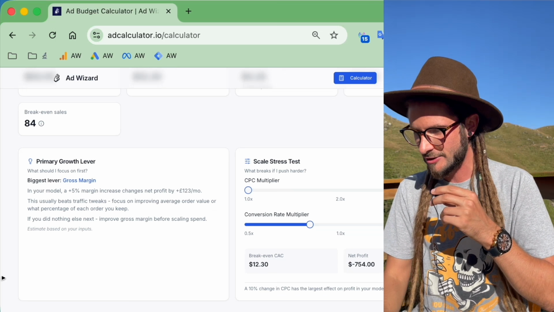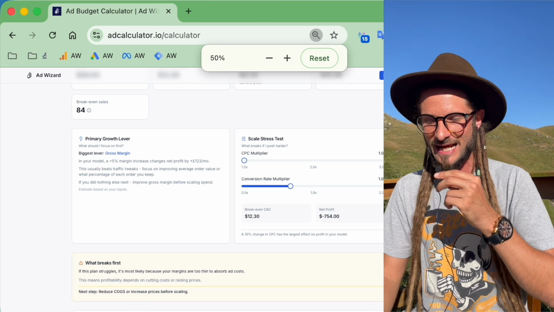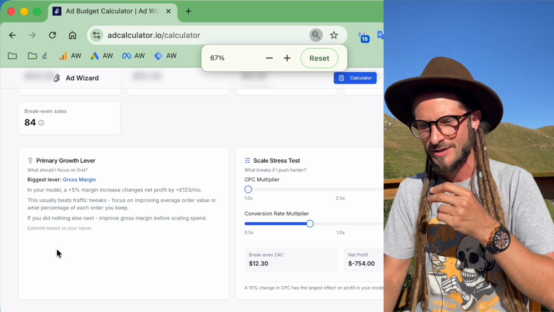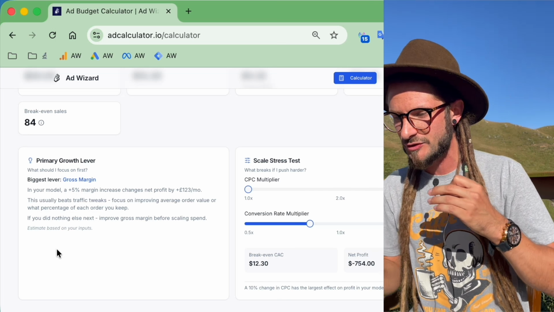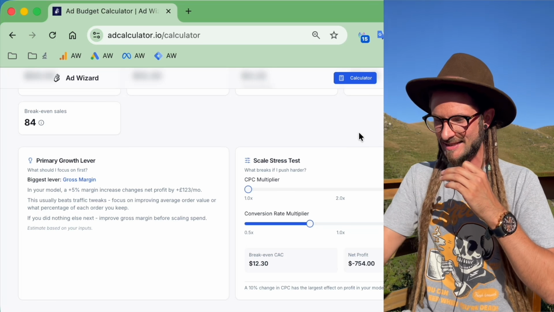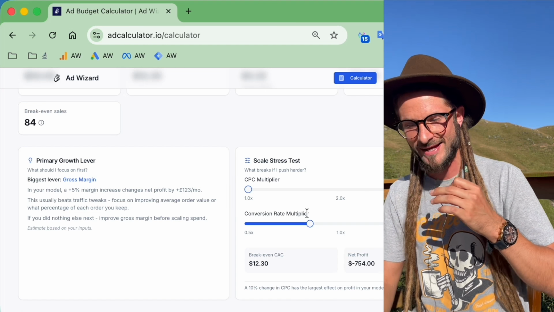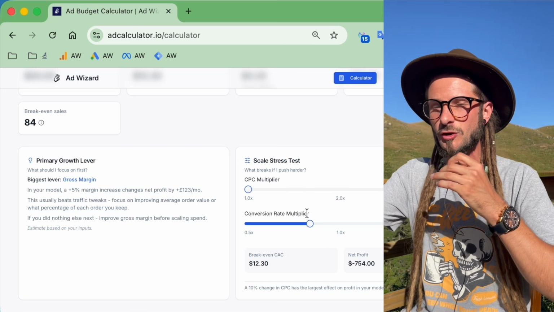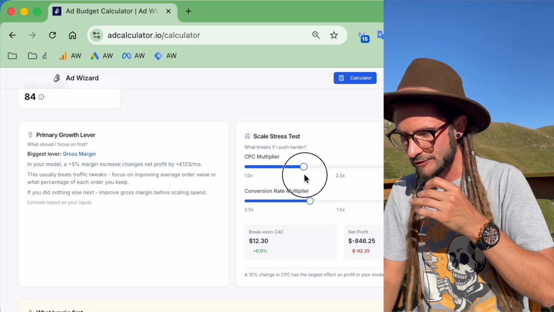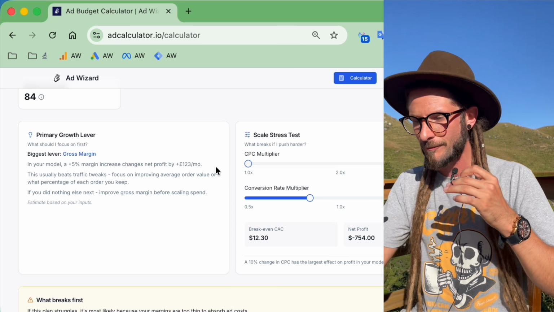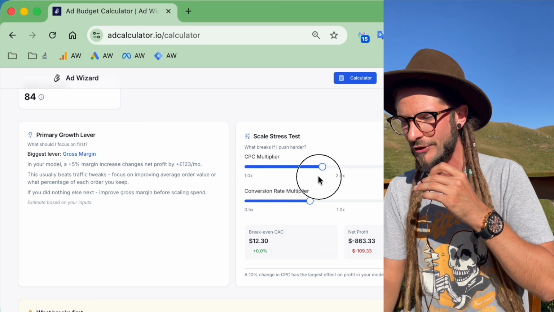Now, as we scroll down, I just want to show you some of the other functionalities of the ad calculator tool. We have here the primary growth levers: what should I focus on first? We have here scale stress testing. If there are any multiplying effects in terms of conversion rate, or you're seeing a cost per click increase, you can then see what you need to still break even and how your profit is changing depending on how those things multiply.